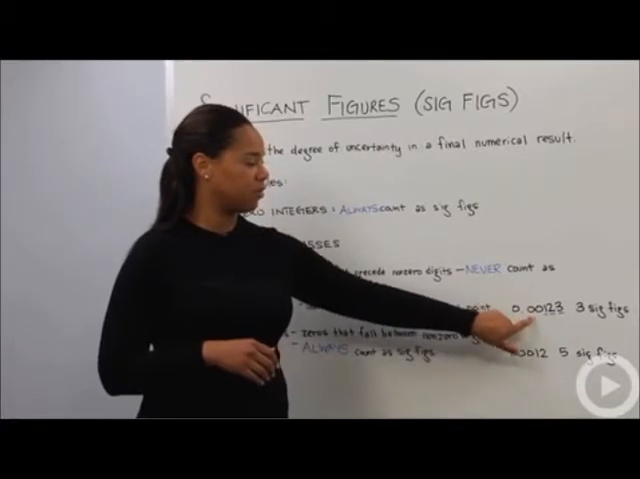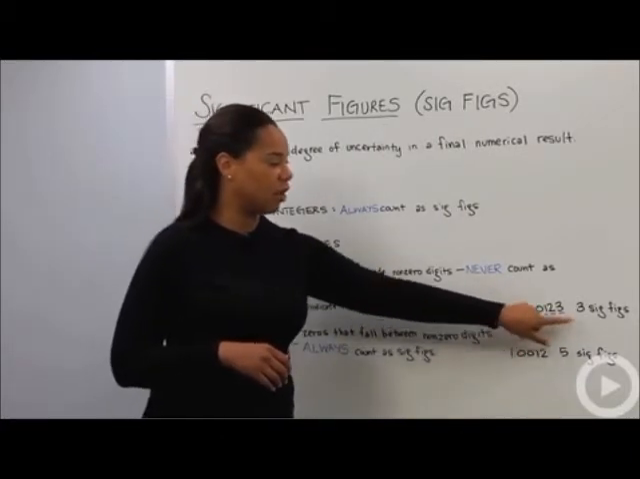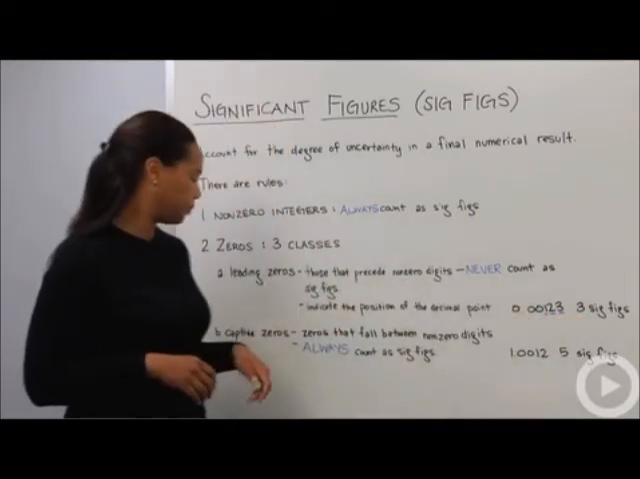0.00123, these zeros are all leading zeros. They never count as significant figures. So this number only has 3 significant figures. Only the non-zero integers count.